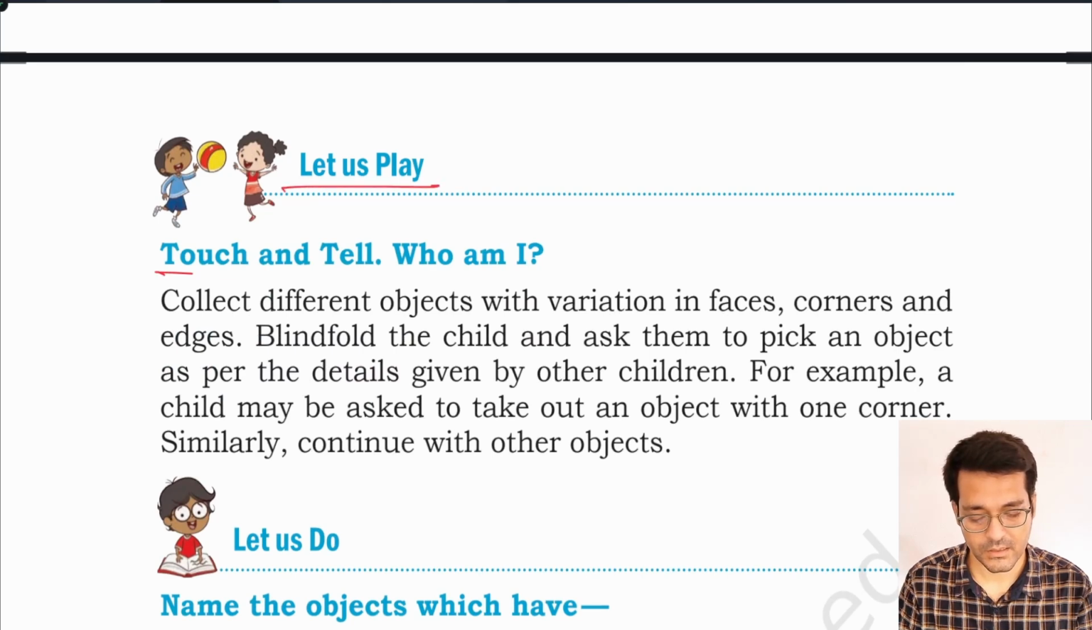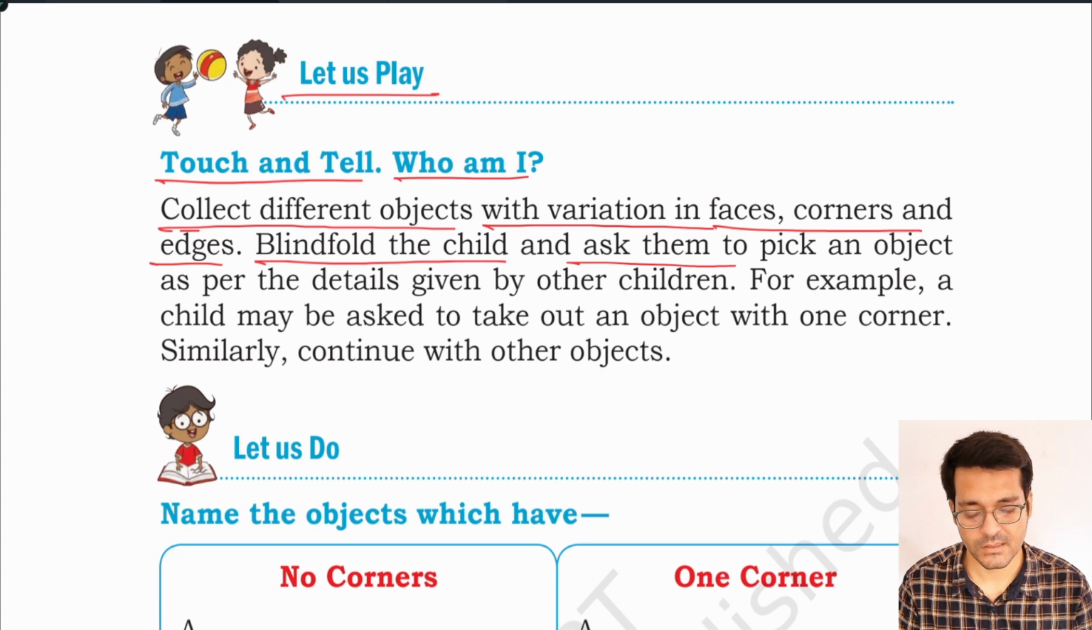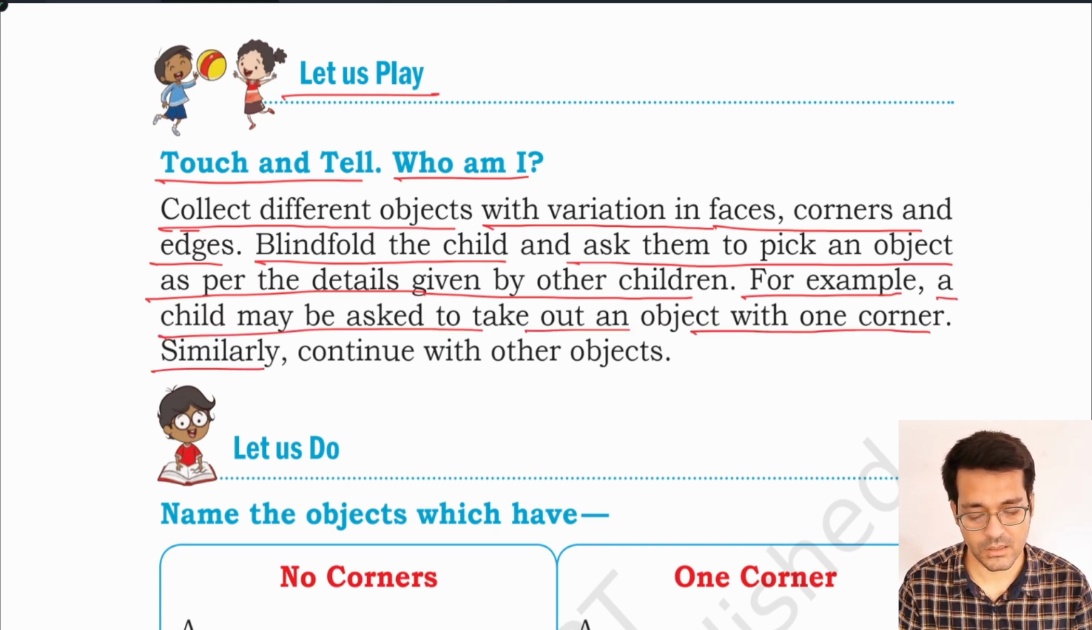Let us play touch and tell, who am I. Collect different objects with variation in faces, corners and edges. Blindfold the child and ask them to pick an object as per the detail given by other children. For example, a child may be asked to take out an object with one corner. Similarly, continue with other objects.